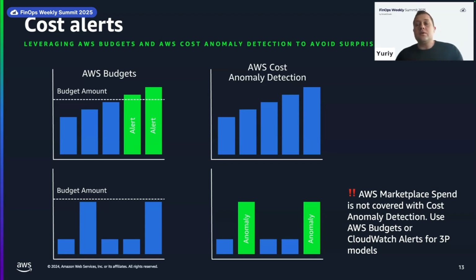So if you use third-party models, just know about this and make sure that you adapt to it. You use things like AWS Budgets to control it, or you use CloudWatch alerts, because in CloudWatch you can get Bedrock usage, and you can set up CloudWatch alerts to get notified. Or if you're using some custom cost anomaly alerting system, you can also run some CUR queries and analyze anomalies. But just be aware that Cost Anomaly Detection doesn't cover AWS Marketplace, and so doesn't cover third-party models.